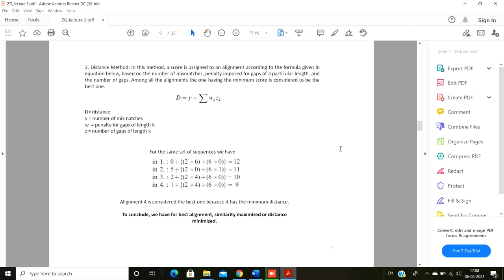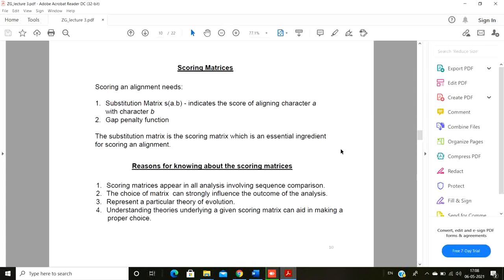So that's why people have developed some sort of algorithms and web servers or programs to do this job for them. They differ in their algorithm, but they all follow either of these two methods, either the distance method or the similarity method. Okay, they calculate everything and give you a particular score. Now the score is actually defined by a scoring matrix, right?